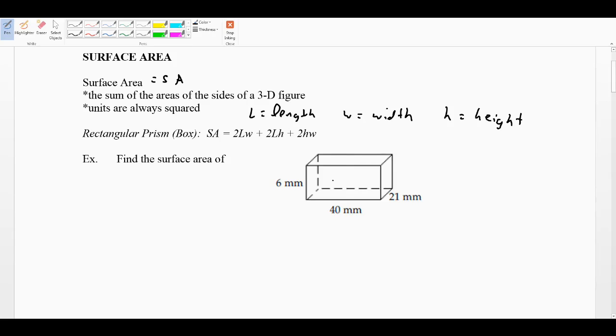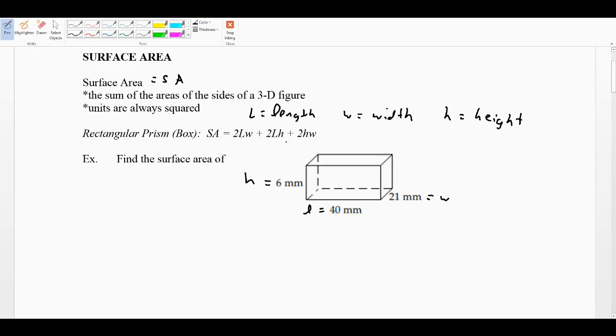But just because we want to, we're going to call this 40 the length, this 21 the width, and 6 is going to be the height. And basically what you're doing is finding the area of all 6 sides and adding them together. That's what surface area is for a box.